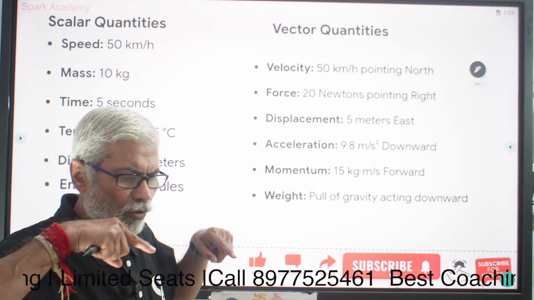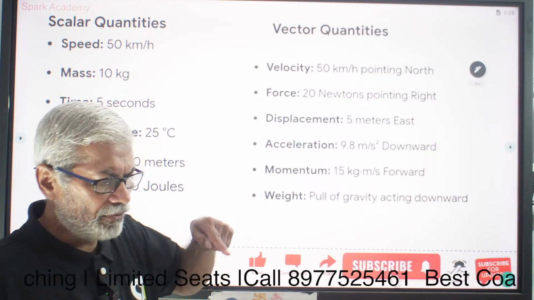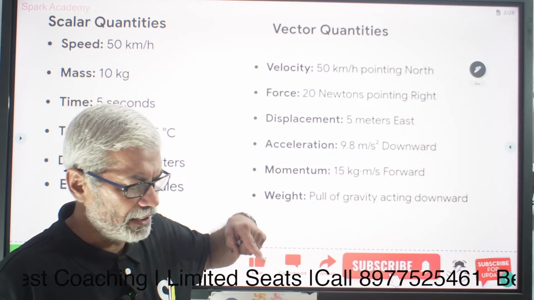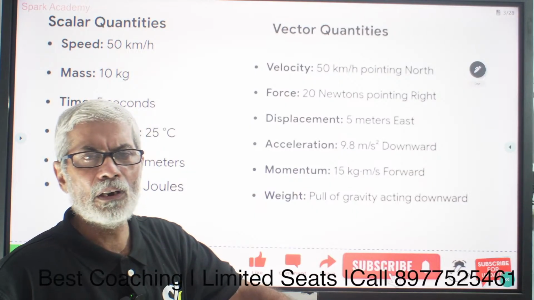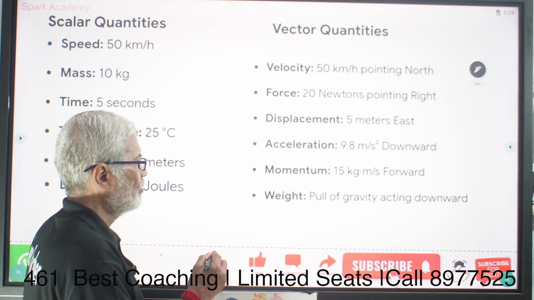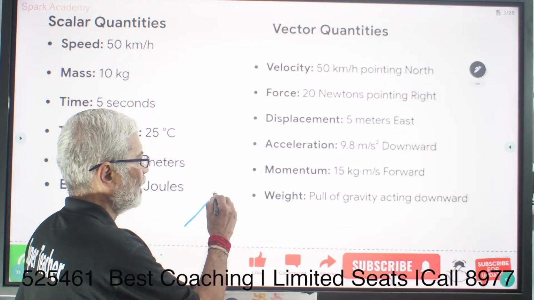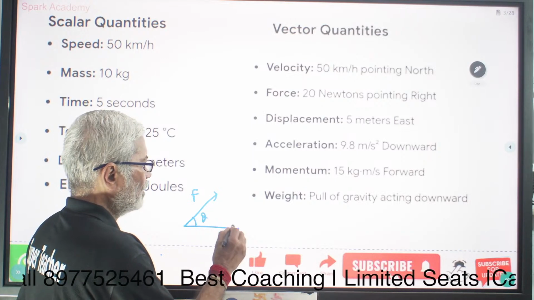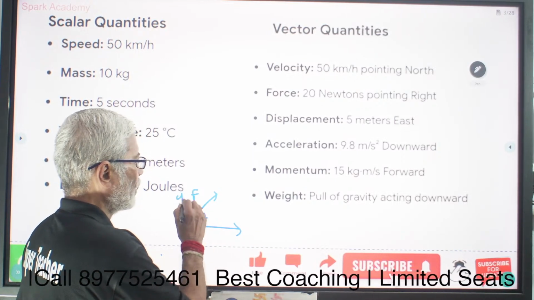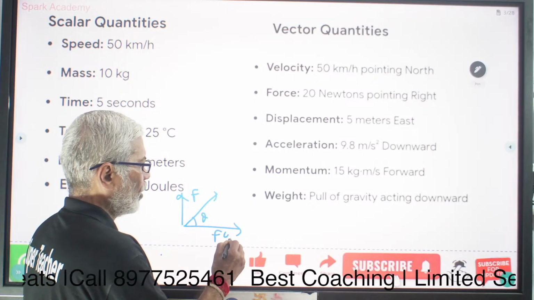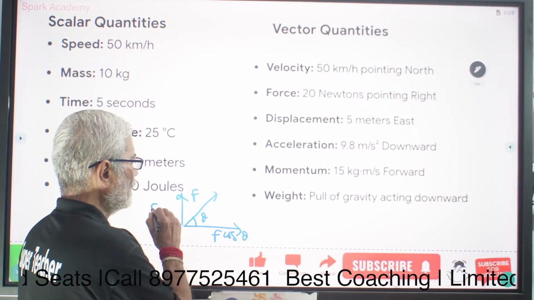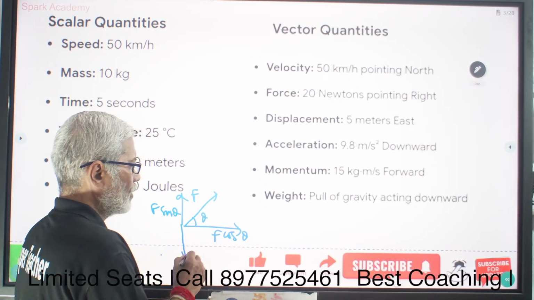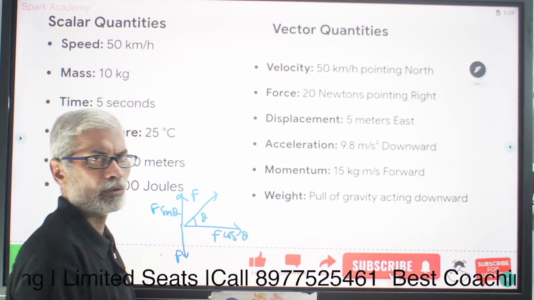If you apply force at some angle, you have to resolve the components of that vector. Suppose this is the force, this is the theta, your horizontal component and vertical component. Horizontal component will be F cos theta, vertical component is F sin theta. This force can be a downward force also. Okay, this force can be like this also.